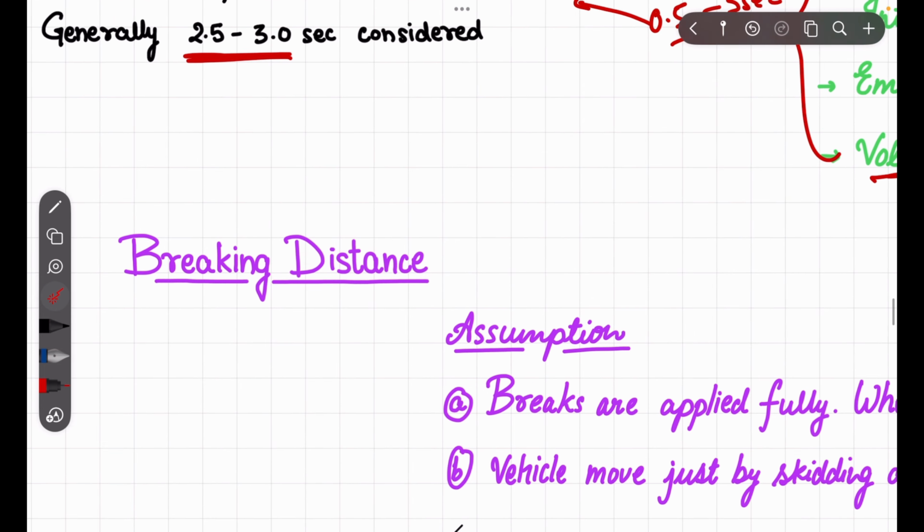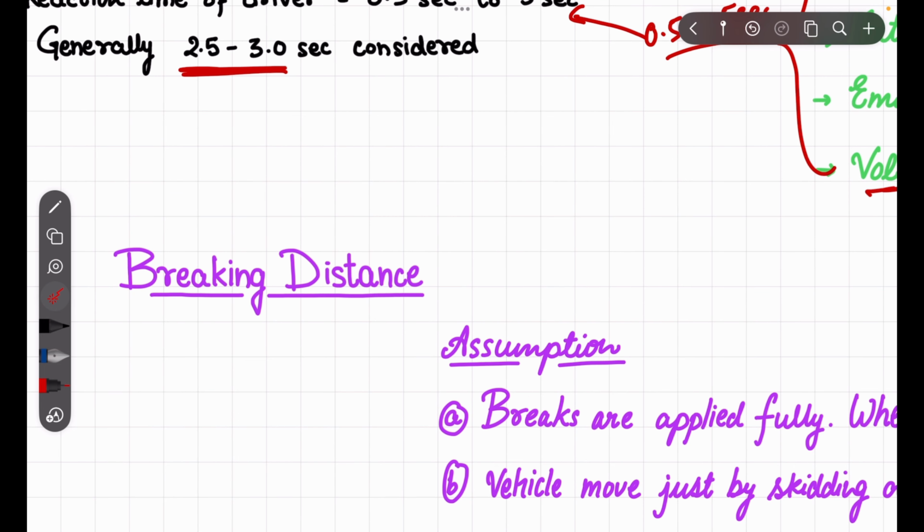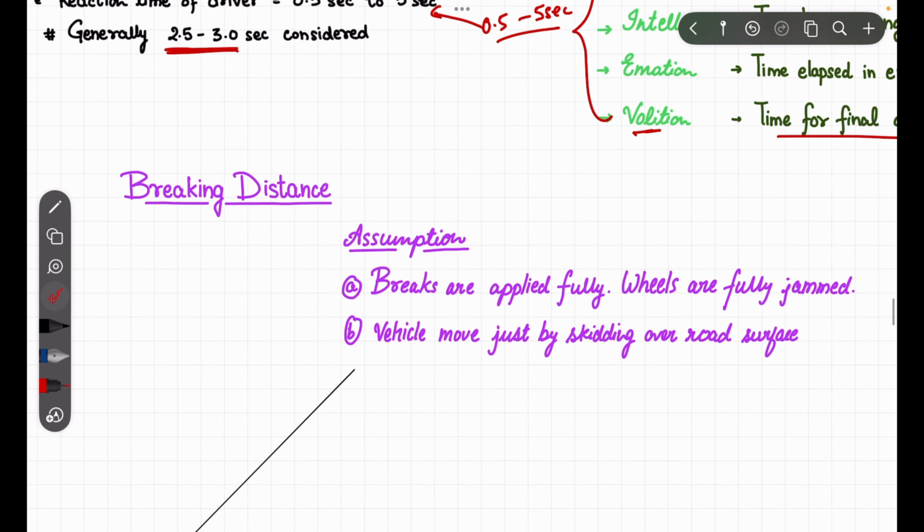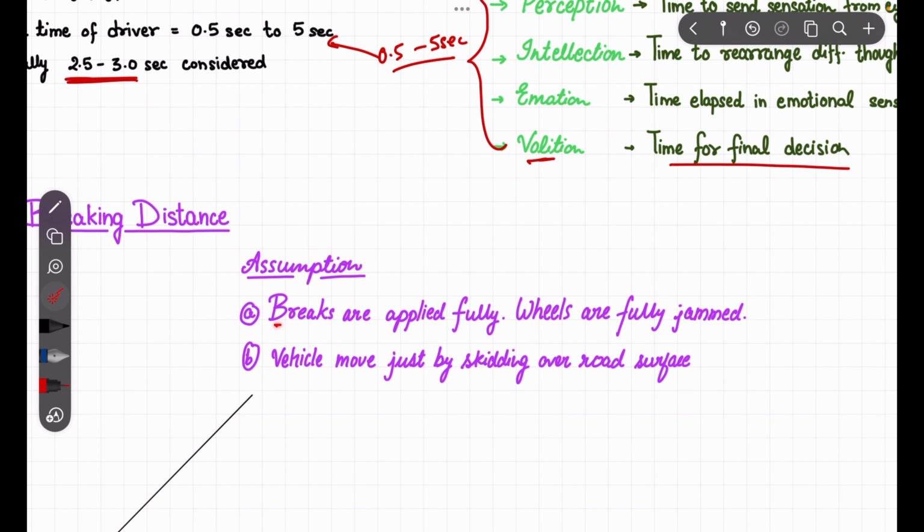Now, what is the expression for that? How do we deduce that expression for the distance covered by the vehicle after the application of brake? For doing so, we'll assume a few things. The first thing is that brakes are applied fully and wheels are fully jammed, and after doing so, the vehicle moves just by skidding over the road surface. These are the two assumptions.